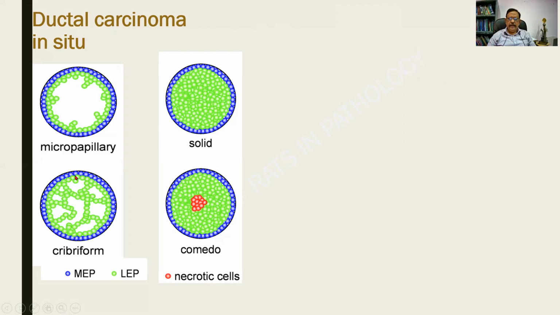Eventually, the proliferation can continue so much so that the entire lumen is filled with the tumor cells. This is called a solid pattern. And there will be a central area of necrosis and it is called a comedo. Comedo is something like an acne or a pimple where there is an inner necrosis. All these are patterns of ductal carcinoma in situ.